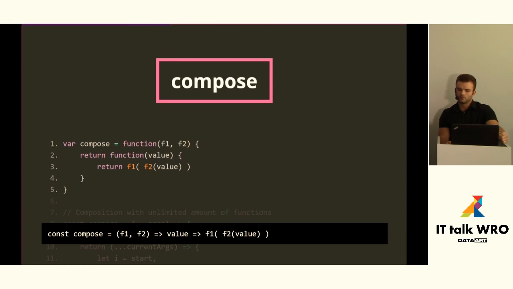The simplest form of composition is these two functions, function 1 and function 2. And compose creates a third function, and when you call the compose function with a value, you will get the result of execution of function 1 with the result of execution of function 2 with value. I guess it's a pretty confusing mess, and I hope that it will be more understandable for you after some examples.